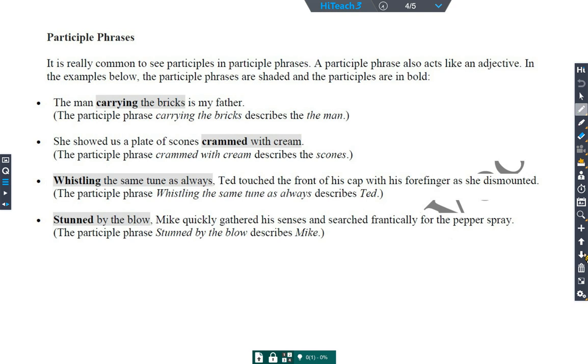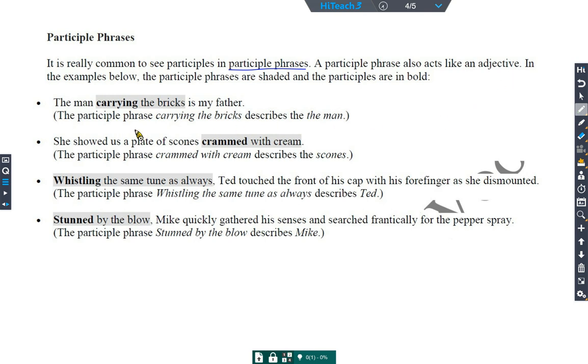So except from using past participle and present participle as adjective, where else do we use them? So you see, it's very common to see participle in participle phrases. So I believe in Junior 3 you have learned phrases and clauses. So what do you mean by phrases? Phrases can be used as adjectival phrases, adverbial phrases. All these are phrases. So a participle phrase also acts like an adjective. That is what we call adjectival phrase.